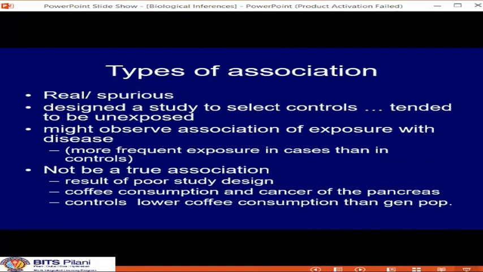So one way of making sure that you are not making a spurious association or causation is to look at the control group. Are the risk factors and the outcomes in the control group similar to the general population? If they are higher or lower, then possibly your control selection has been faulty.